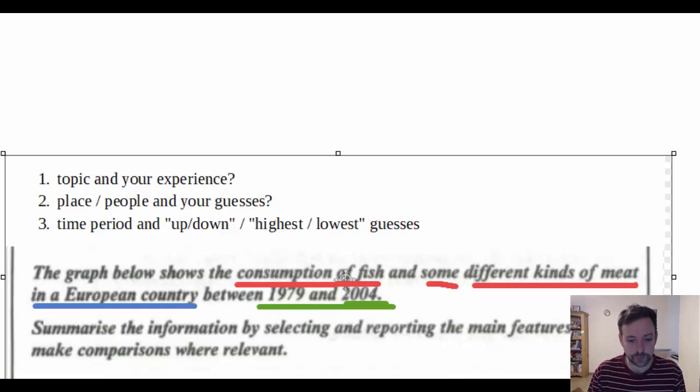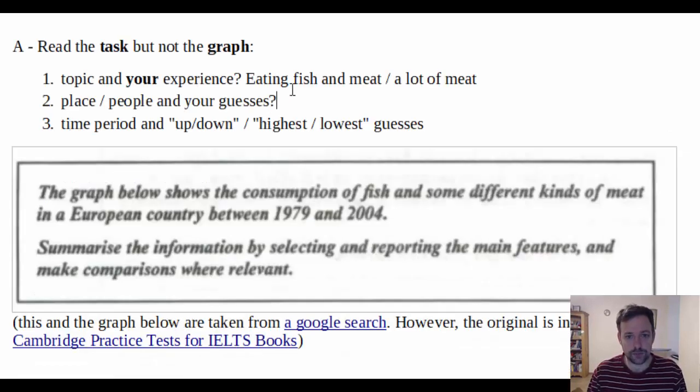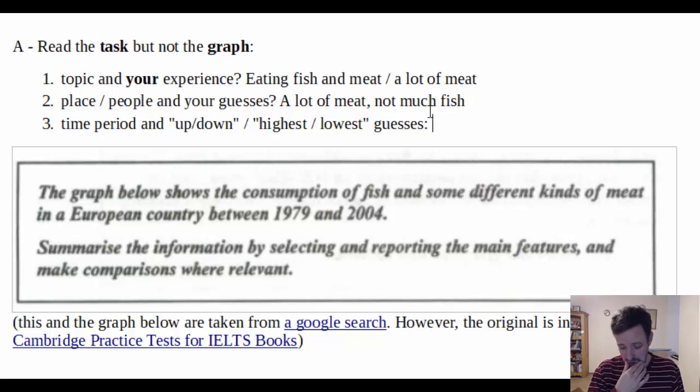Okay, so I'll just put here a lot of meat, not much fish, generally speaking. Okay, time period, up and down guesses. Well, I don't know really. I guess that fish hasn't moved, not moved much.